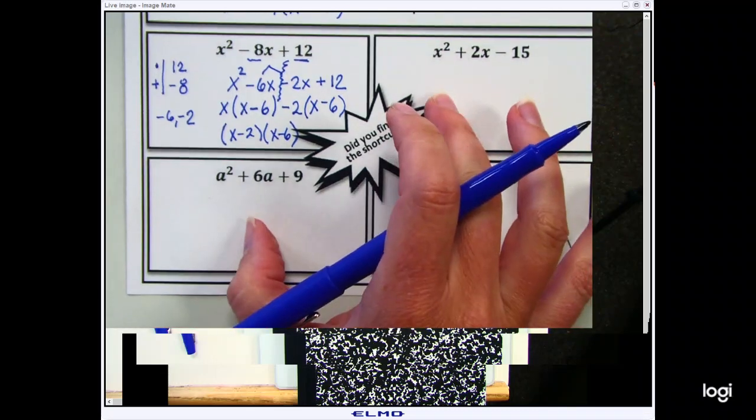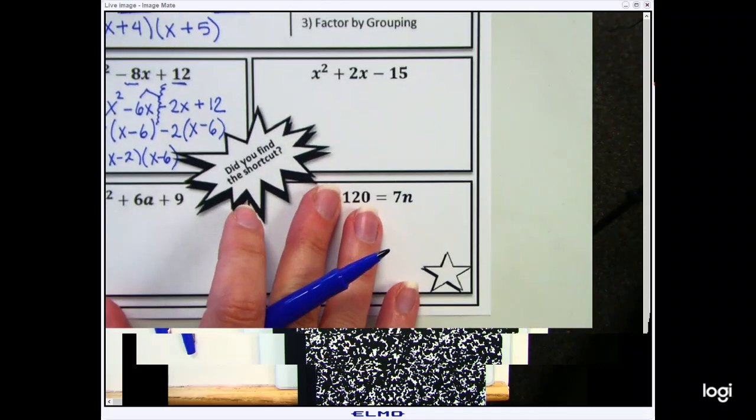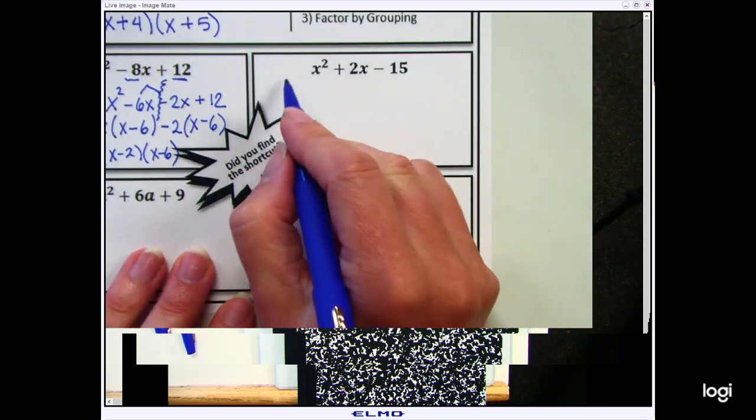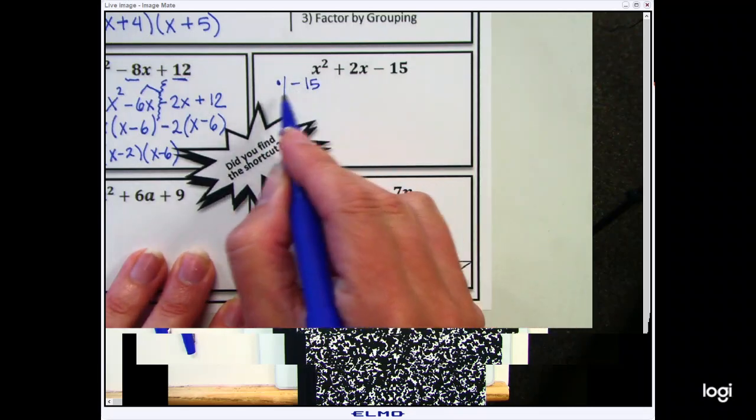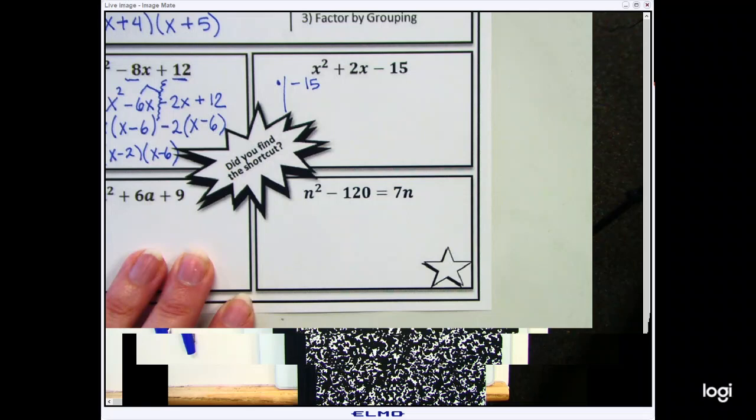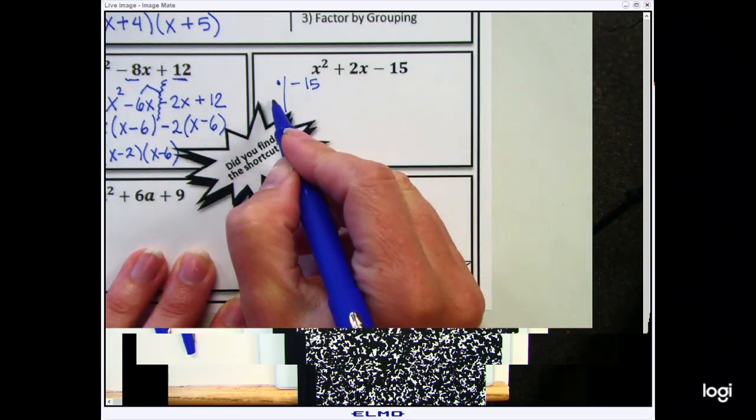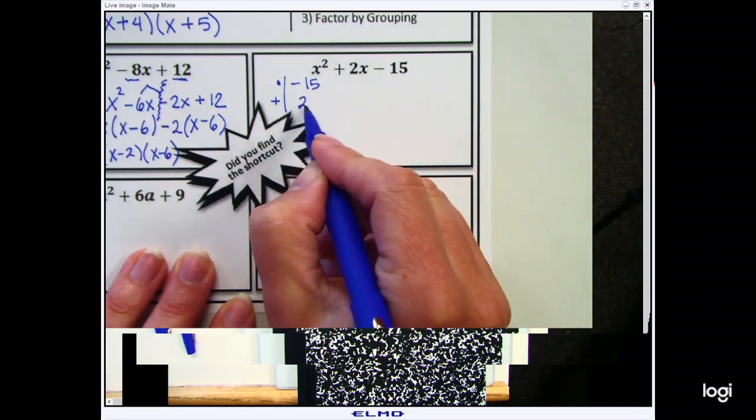Okay, we're going to do 2 more together. I need 2 numbers that when I multiply them, they're -15, but hold on, don't shout them out. Give everybody a chance for a second, all right? But when I add them together, they're 2.